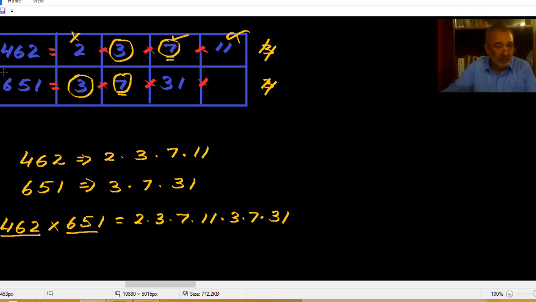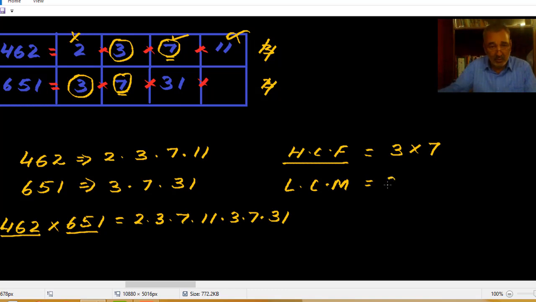What about LCM and HCF? HCF क्या था, क्या आप जानते हैं? हाँ जी, हमने 3 और 7 लिए थे। 3 multiplied by 7 हमारे पास आया था। LCM में हमने कौन कौन से prime factors include किए थे? सभी use किए थे except 3 and 7. So I have written 2, 3, 7, 11, 31.